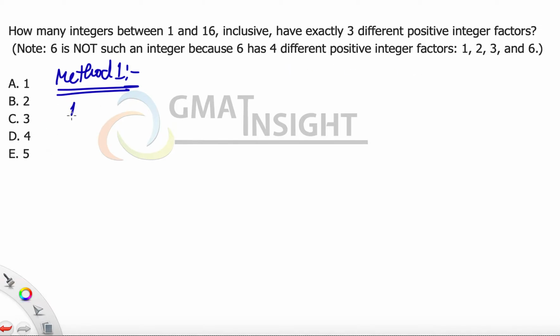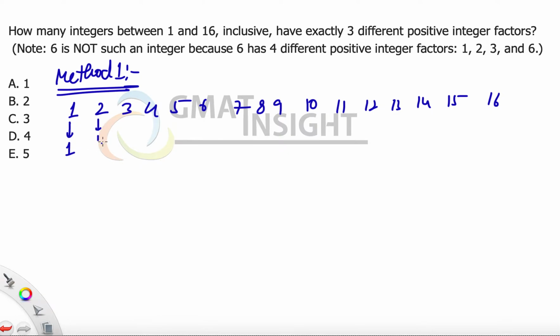The easiest way out for you is just simply start writing down the numbers 1, 2, 3, 4, 5, 6, 7, 8, 9, 10. Write them till 16: 11, 12, 13, 14, 15, 16. It doesn't take much time. Just you can keep the time track. 1 has one factor, 2 has two factors, 1 and 2. 3 has two factors, 1 and 3. 4 has three factors, 1, 2 and 4. First number that satisfies the condition.